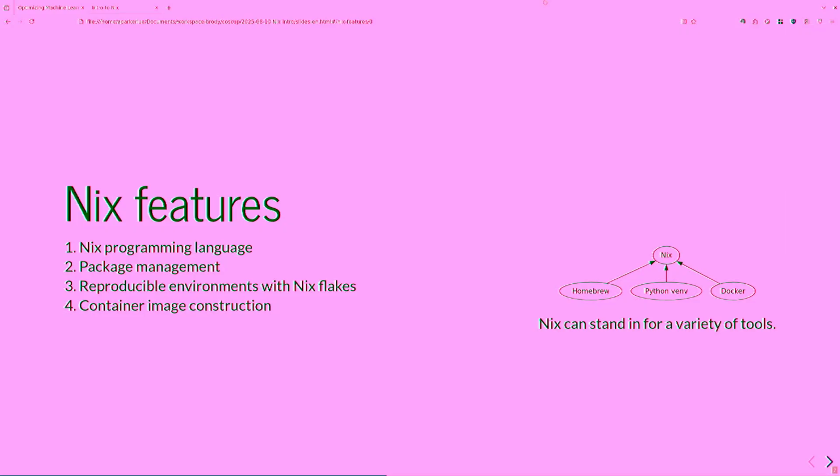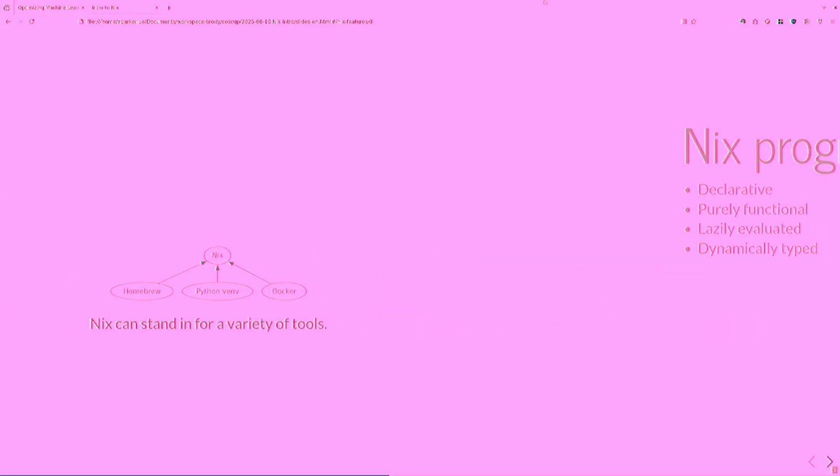And because Nix can do so many of these things, you can use Nix to stand in for a variety of tools. Where I work at Broadcom, we do machine learning models using Python, as many organizations do. And we're on Macs, by the way, and we deploy our container images using Docker and Kubernetes. You can use Nix to replace Homebrew on a Mac for installing packages. You can use Nix to replace Python virtual environments. And you can also use Nix to build Docker images. And Nix can also live side by side along these things. It doesn't have to be a strict replacement.